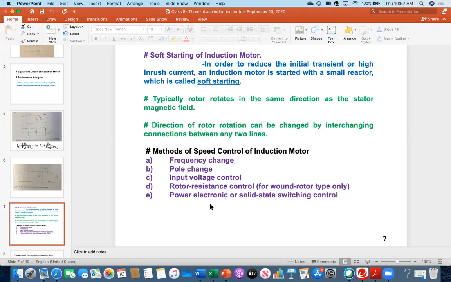And then there is another method. I will be discussing this again, and soon I will show you one picture: power electronics or solid state switching based control. So this method, number E, is very similar to number C. In case of number C, it is just typical input voltage control, with the help of the variac. But this is a very sophisticated, smart and robust method with the help of power electronics.